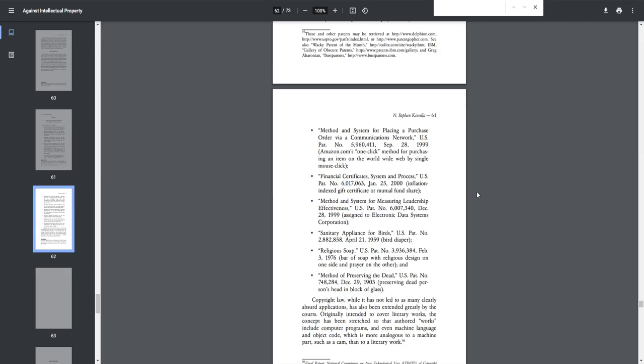Method and system for measuring leadership effectiveness. Assigned to Electronic Data Systems Corporation. Sanitary appliance for birds. Bird diaper.